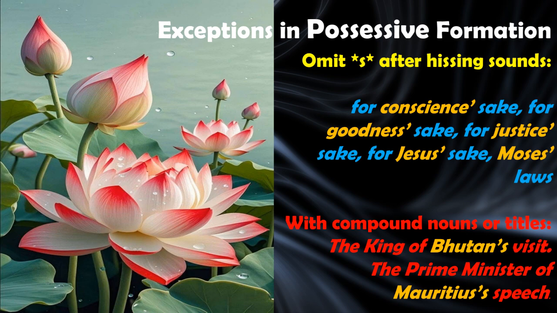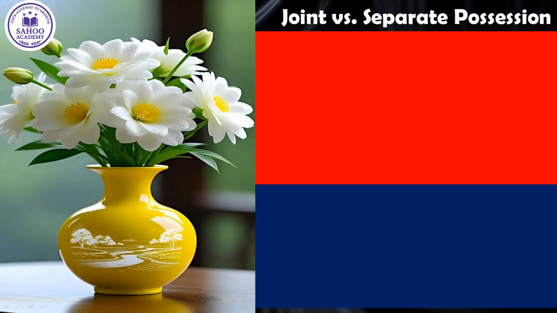Now look at the next exception, compound nouns and titles. When a noun has a long title or a compound expression, the apostrophe is added to the last word, not the main word. Look at the example. The king of Bhutan's visit. The Prime Minister of Mauritius' speech. Just look at the use of apostrophe here. Even though the titles are long, the possessive apostrophe comes at the end of the phrase. So remember, some nouns follow special rules, and these are called exceptions in possessive formation. Clear? Now let's go to the next slide.